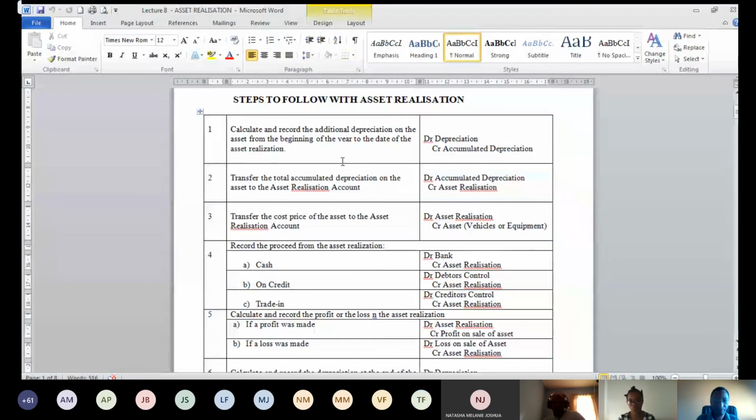Right, in step number 1, you must calculate and record the additional depreciation on the asset from the beginning of the year to the date of the asset realization. Now, all of this I will explain to you guys when we are actually going to do the exercise, then you will see how we are going to follow the steps. In step number 2, you transfer the total accumulated depreciation on the asset on the date of the asset realization. You transfer that to an account called the asset realization account.